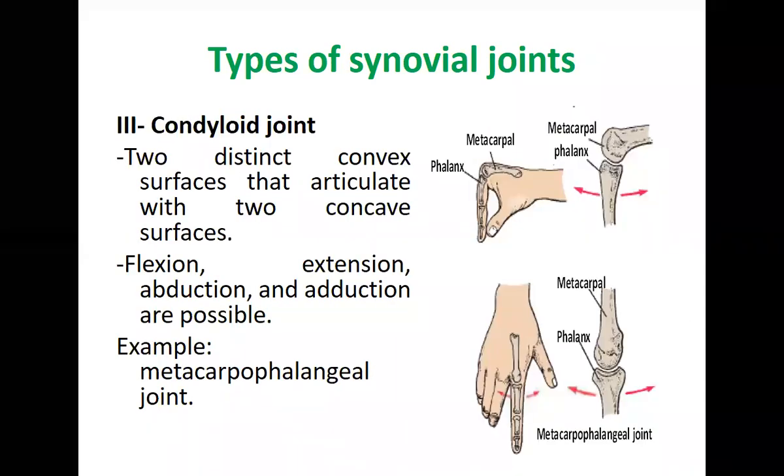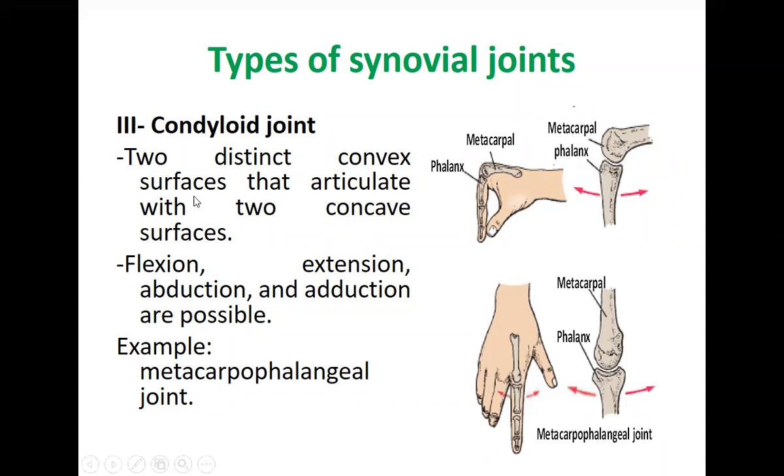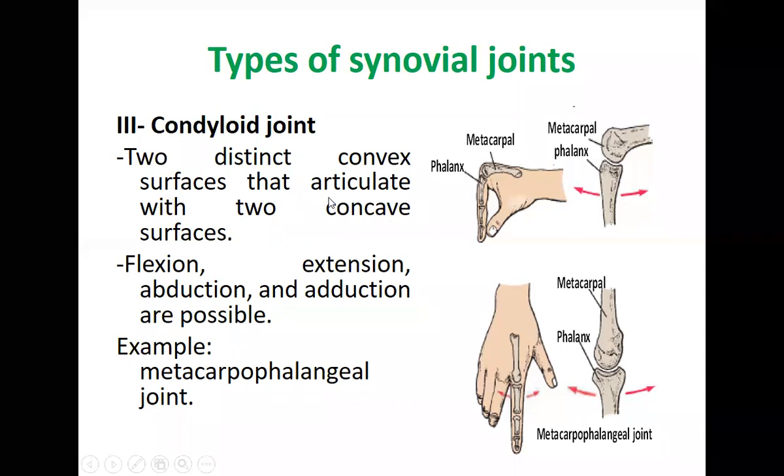Now coming to the third type of joint, that is called the condyloid joint, or condylar joint. In the condyloid joint, two distinct convex surfaces articulate with two concave surfaces.